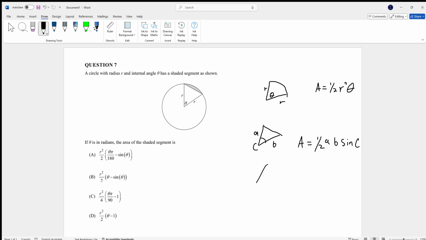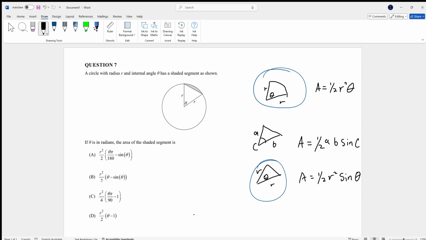So in our situation here, for our triangle, we have r and theta. So our area is a half r times r, which is r squared, sine theta. So if you want the area here, you need to work out the area of this part and subtract the area of this part. So the area there is the area of the sector minus the area of the triangle.